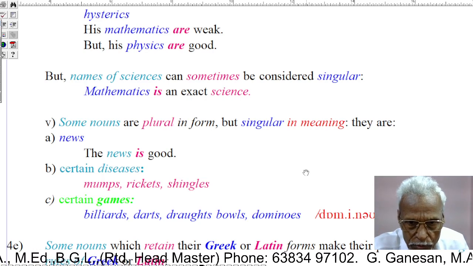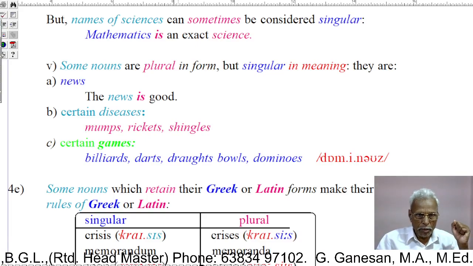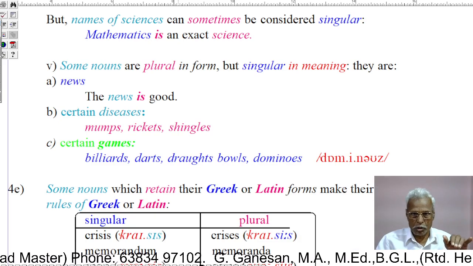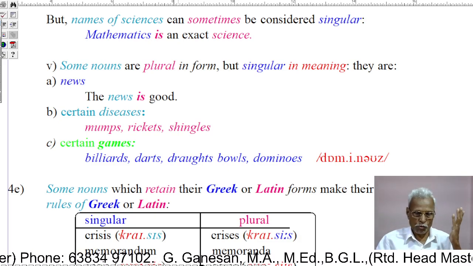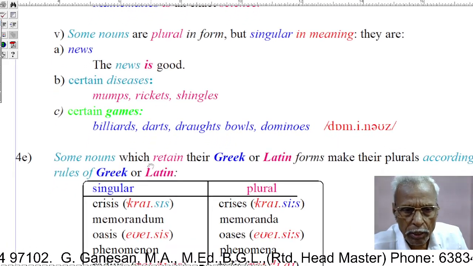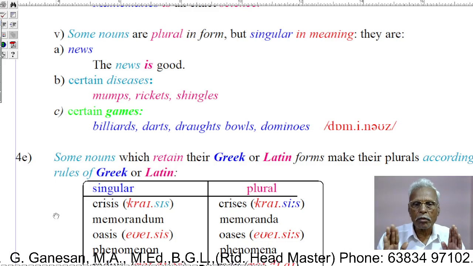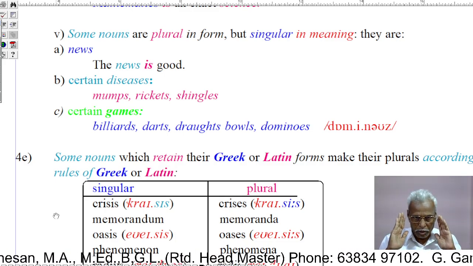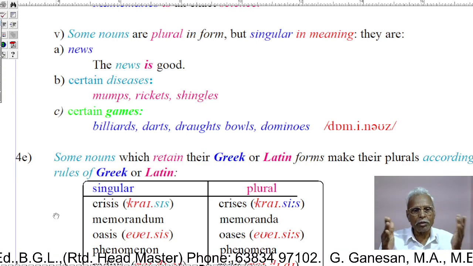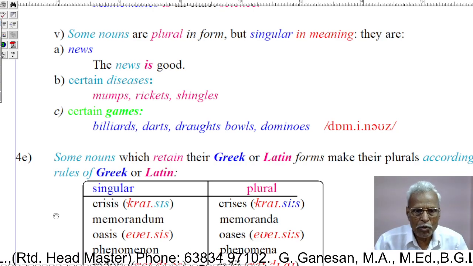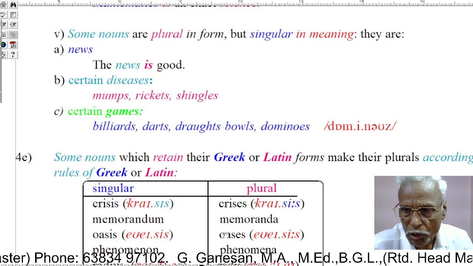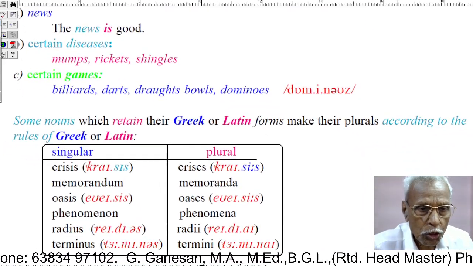Then certain games. Billiards, darts, draughts, bowls, dominoes. These games, by form they are plurals, but by meaning they are singular. Some nouns which retain their Greek or Latin forms make their plurals according to the rules of Greek.